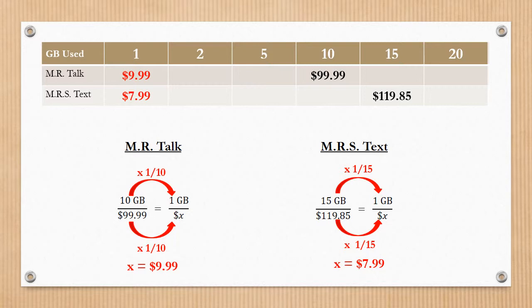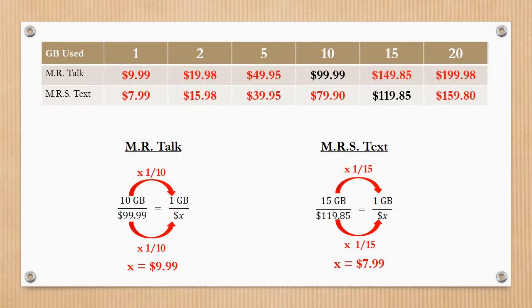Alright, so here's what you should have for the rest of your rate table. MR Talk for 2 gigabytes is $19.98, 5 gigabytes is $49.95, 15 gigabytes is $149.85, and 20 gigabytes is $199.98. MRS Text for 2 gigabytes is $15.98, 5 gigabytes is $39.95, 10 gigabytes is $79.90, and 20 gigabytes is $159.80.